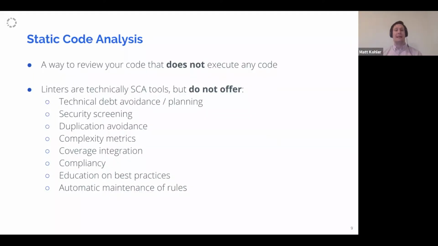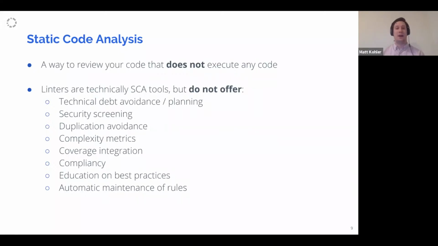Static analysis is a way to review your code that does not actually execute any code itself. So there's no compilation that takes place. Ways that this is important to flag is what it does not offer. So things like technical debt and avoidance planning, things like understanding which way code quality is trending, things like complexity and duplication are going to be leading indicators if your code quality and your code standards are trending downwards, right?